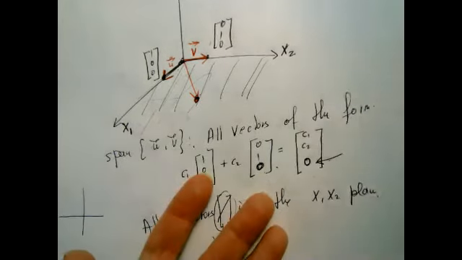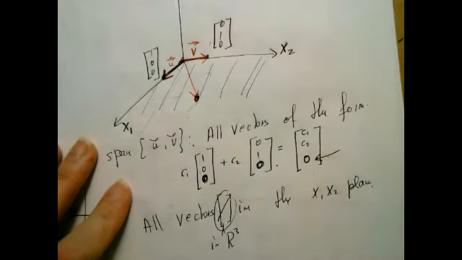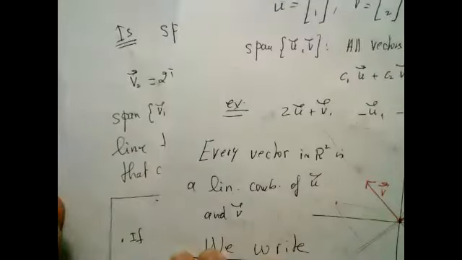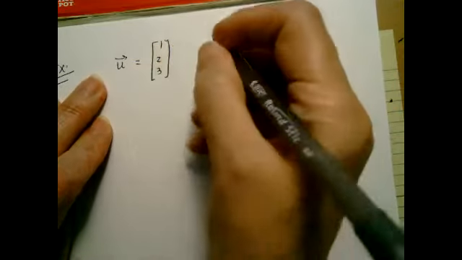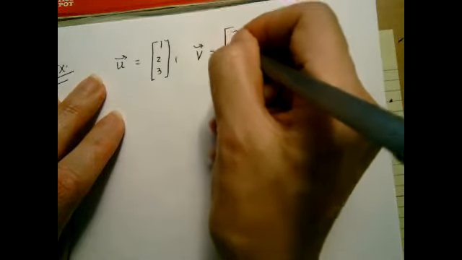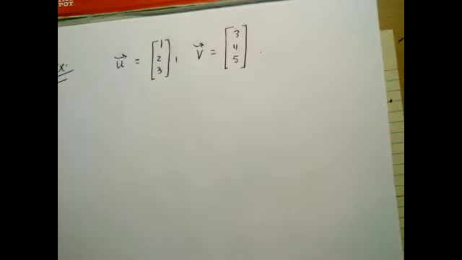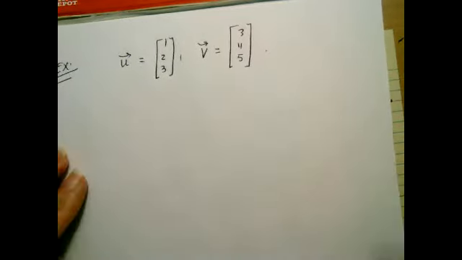Now, let us take a similar scenario. Instead of taking 1, 0, 0 and 0, 1, 0, let me take just any 2 vectors. Suppose I take the following vectors. Another example, which should be our last one. U is the vector 1, 2, 3, and V is the vector 3, 4, 5. And the question is how we can visualize the span of U and V.